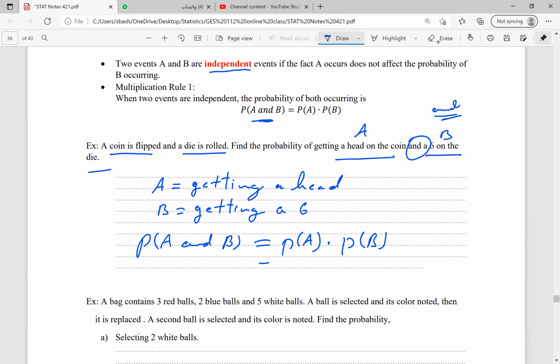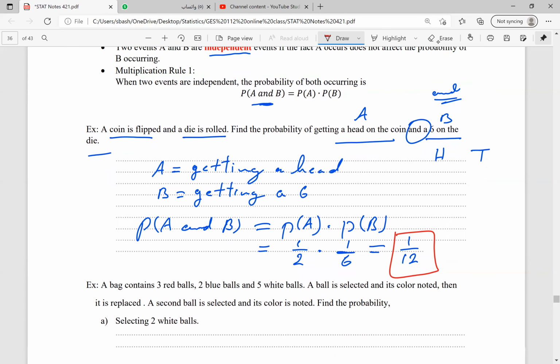Now getting a head is 1 over 2, because for the coin we have either head or tail, so head will be 1 out of 2. For getting 6, we have only one 6 out of 6 faces. So this will be 1/2 multiplied by 1/6, equal to 1/12. So this is the idea of independent events. To find P(A and B), we just need to multiply the two probabilities.